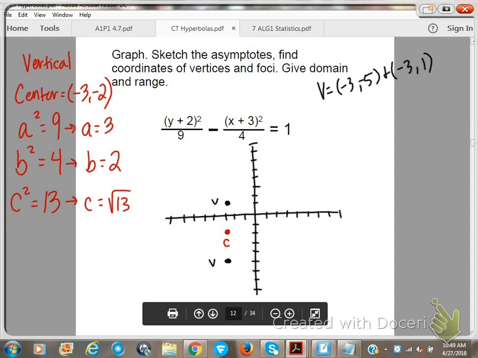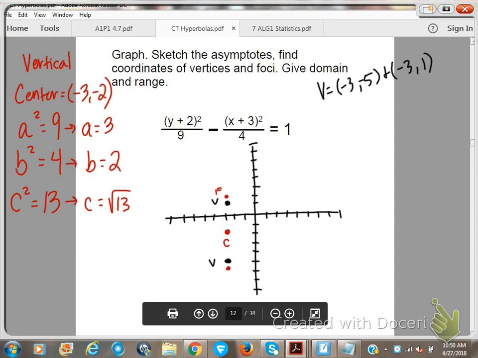For our foci, okay, so we're counting which direction? Up and down or left and right? Up and down. It's nice because it's the same as whatever your vertices are. Whatever you do for your vertices, you do the same thing for your foci. All right, so we're going to count up 3.5, so we know it's going to be super close.